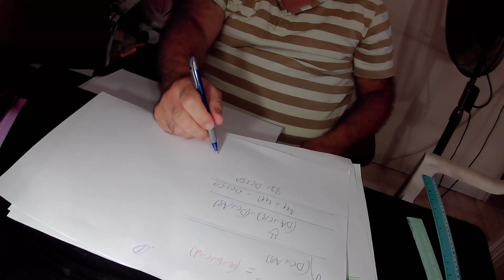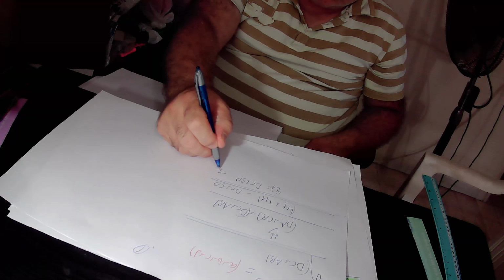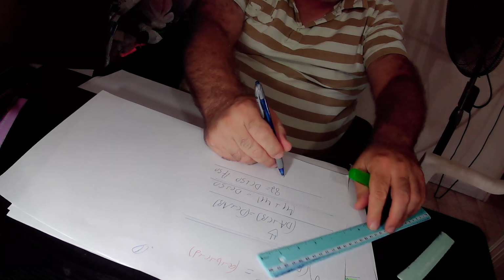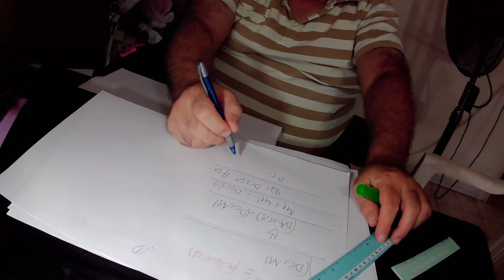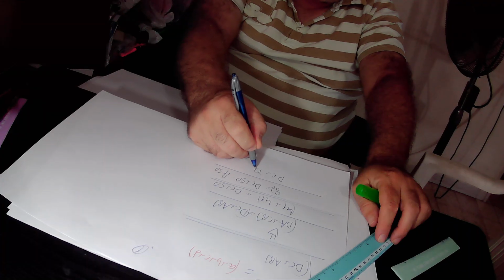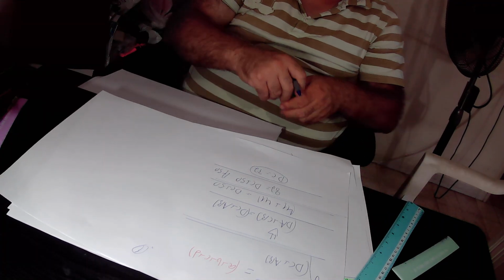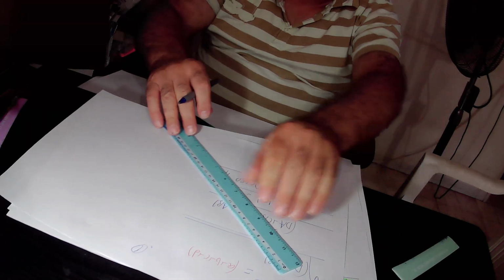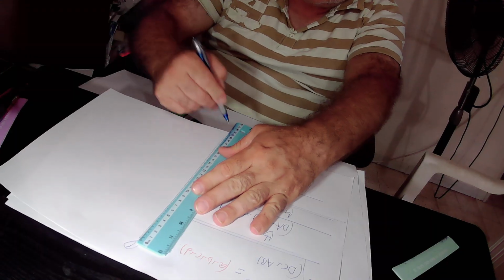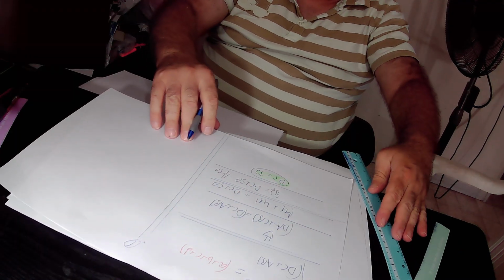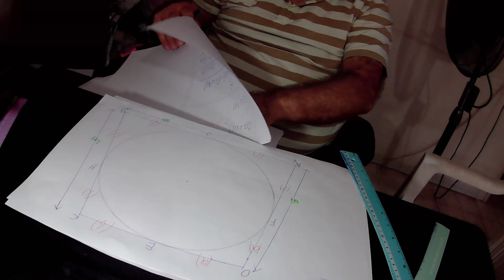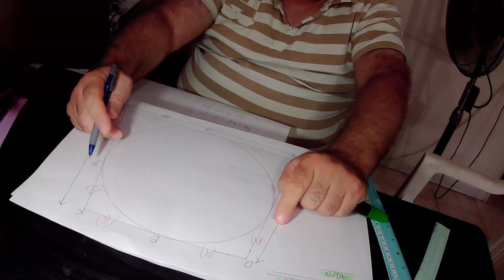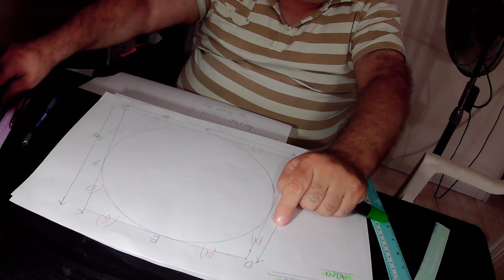Here we subtract 50 from this equation, and we get that the missing side DC is equal to 82 minus 50, which is 32. So DC equals 32 units in its length. This is the missing side DC, which equals 32 units in its length.